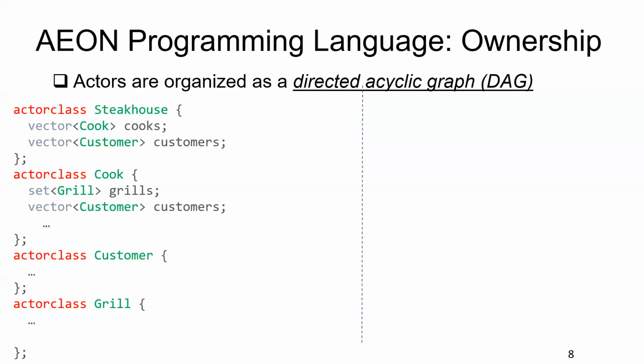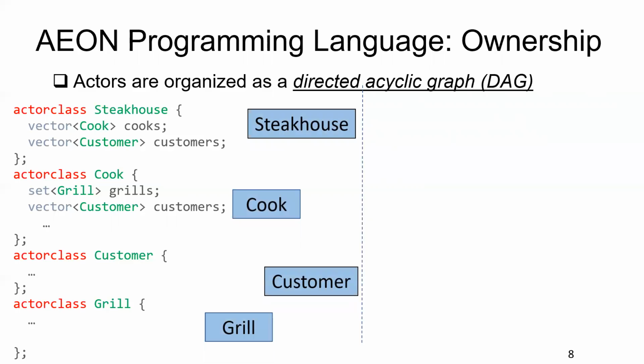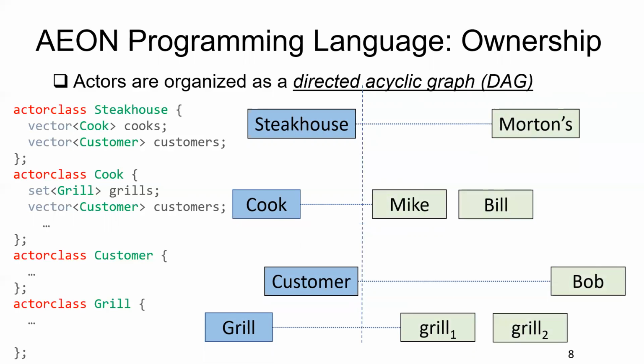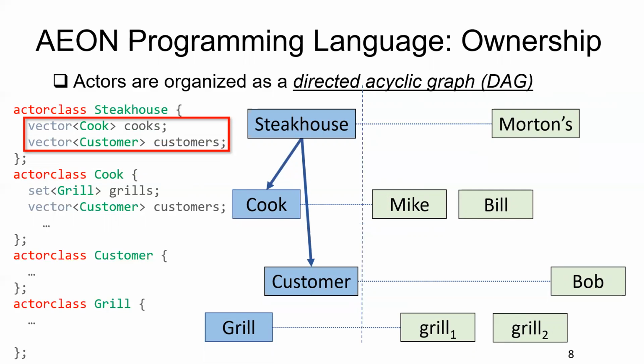As I introduced at the beginning, actors are organized as a directed acyclic graph through their ownership. So in this example, we have 4 actor classes here. Then we create 6 actors from those 4 actor classes. In the actor class steakhouse, there is a field cooks, which is of type cook, and also a field customers, which is of type customer. Then we say there is ownership between steakhouse and cook, and steakhouse and customer. Assume we create a steakhouse actor named Moe's. In the field cooks of Moe's, it has references to the cook actors Mac and Bill. In its field customers, it has a reference to the customer actor Bob.